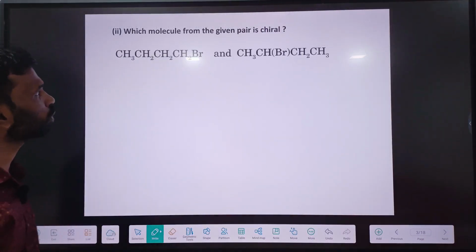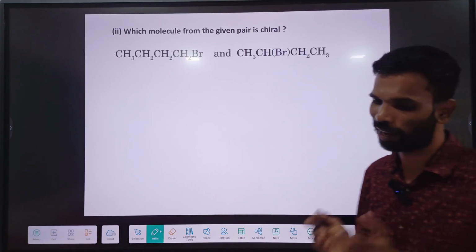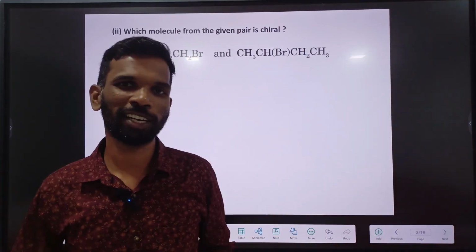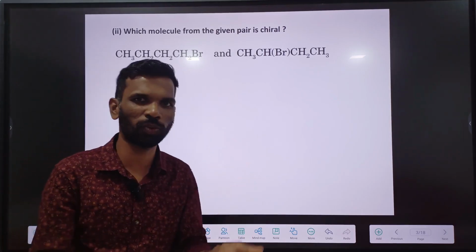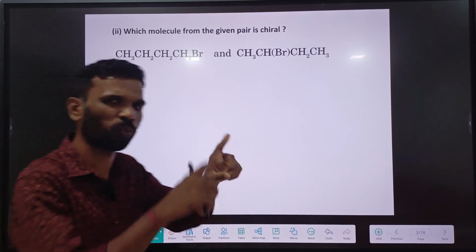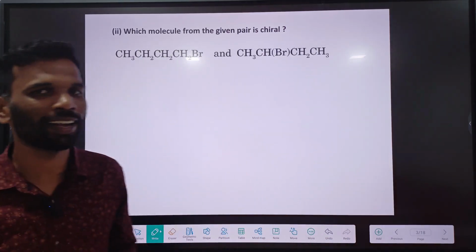Next question: which of the following molecule or given pair is chiral? Now we have to understand the meaning of chiral. You have to just tell the answer. You don't have to give an explanation for this type of question. This question is just for 1 mark. The definition of chiral or achiral is not asked.